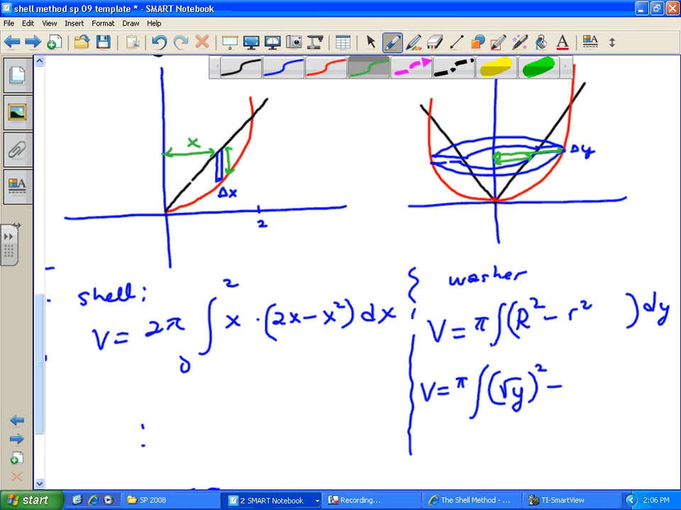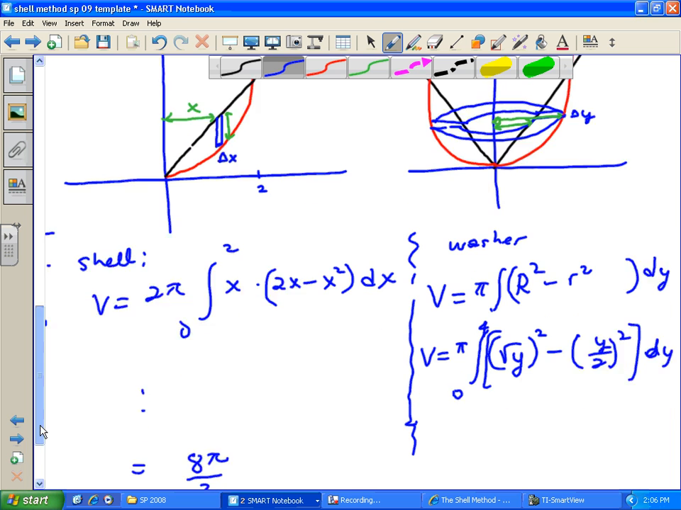Exactly, and don't forget to square that one as well. x equals y over 2. And how about the limits of integration? 0 to 4. Remember, if x is the squaring function, y would be 4.